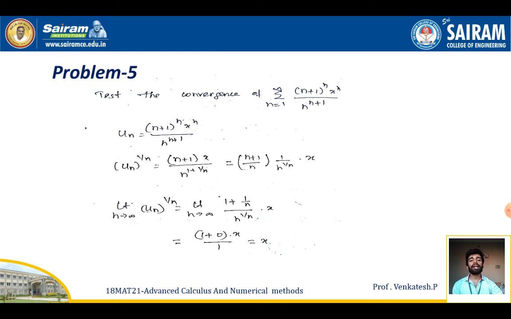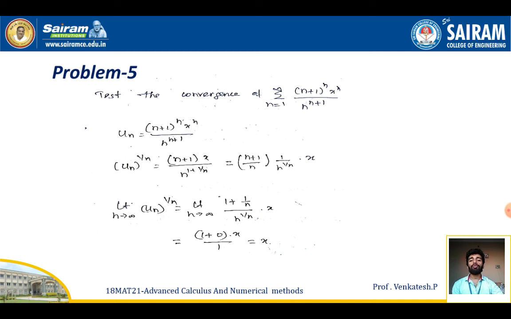So here also the function is expressed in terms of powers of n, so we have to use Cauchy's root test. So let me take the function u_n = (n+1)^n x^n divided by n^(n+1). I can rewrite the equation like this.